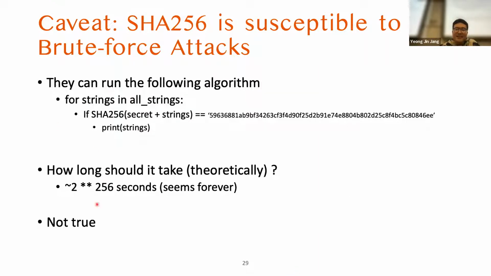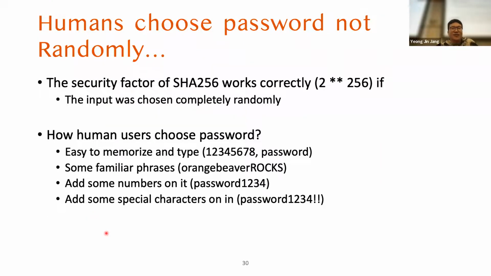So theoretically, it should take around 2 to the 256 time, but practically, this is not true. The reason is that human users do not choose passwords entirely randomly. The security factor of SHA-256 is 2 to the 256, and that applies only if we choose the data randomly.